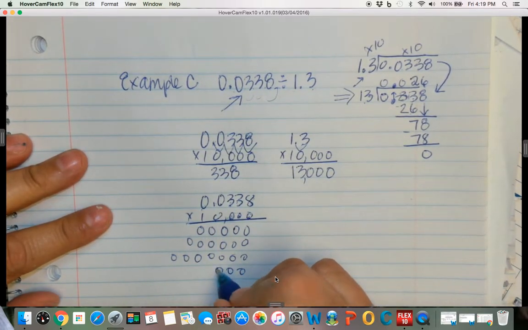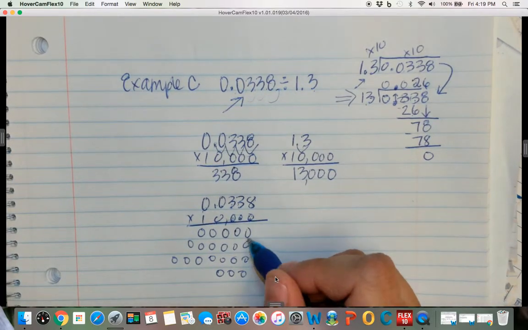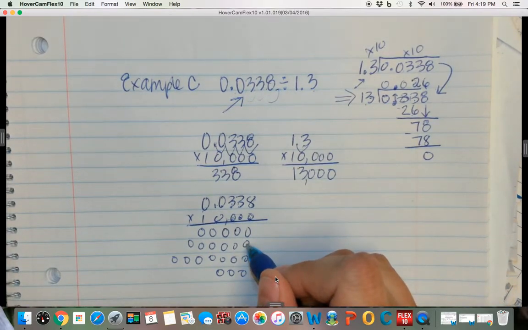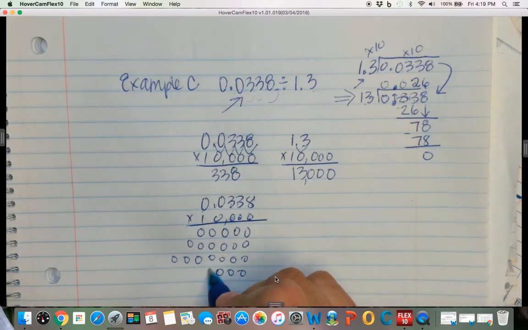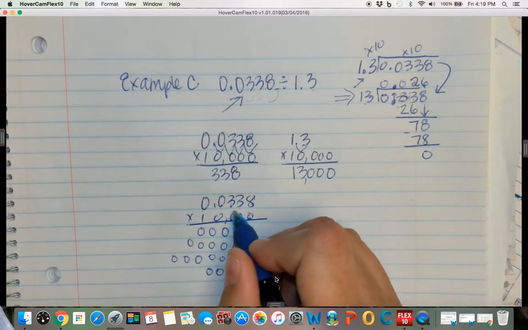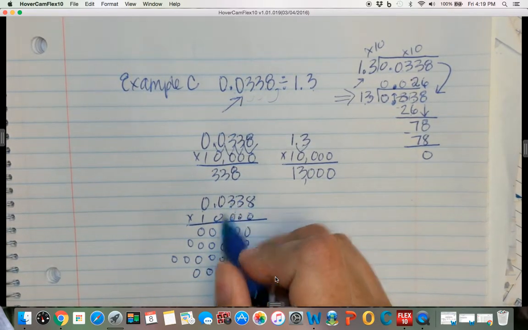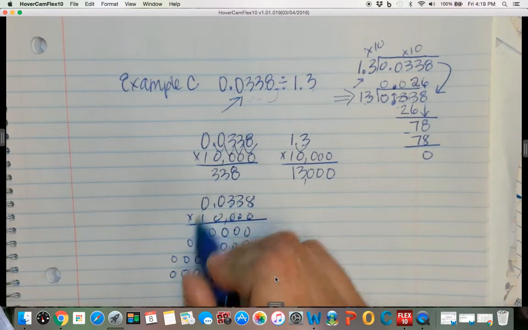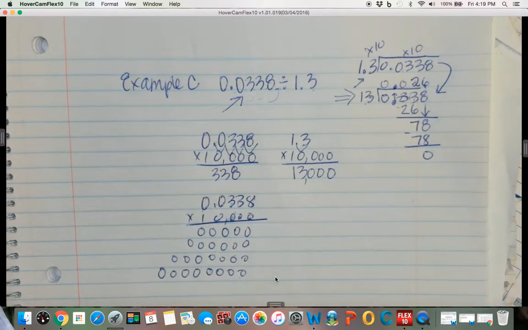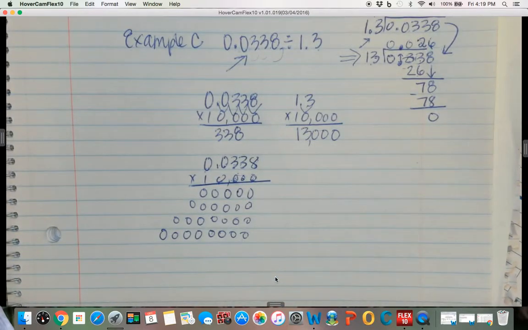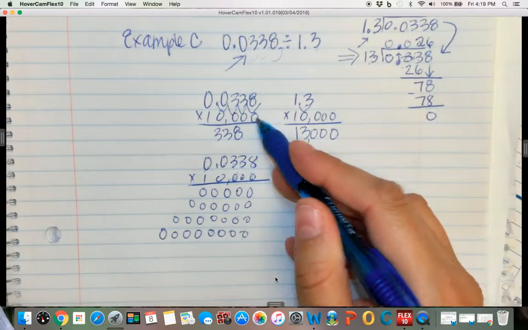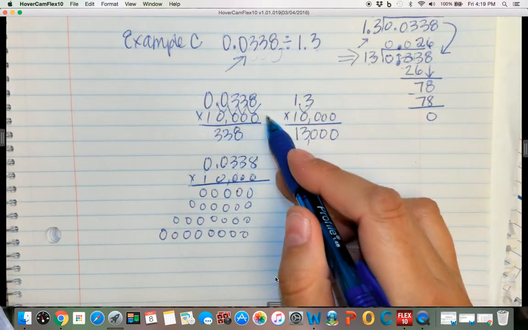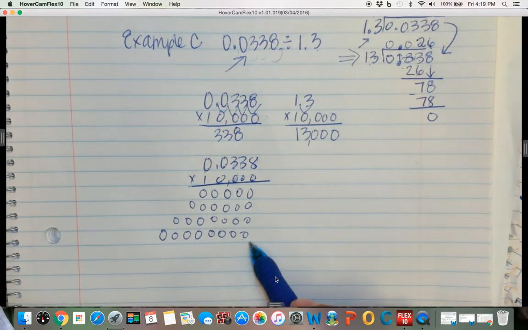1, 2, 3. 0 times 8, 0. 0 times 3, 0. 0 times 3, 0. 0 times 0, 0. 0 times 0, 0. It's a lot of zeros. We've gotten nowhere so far, right? Okay? It's much easier to do it the quick way, knowing that the zeros and the decimals move, but this proves why it works. Okay?